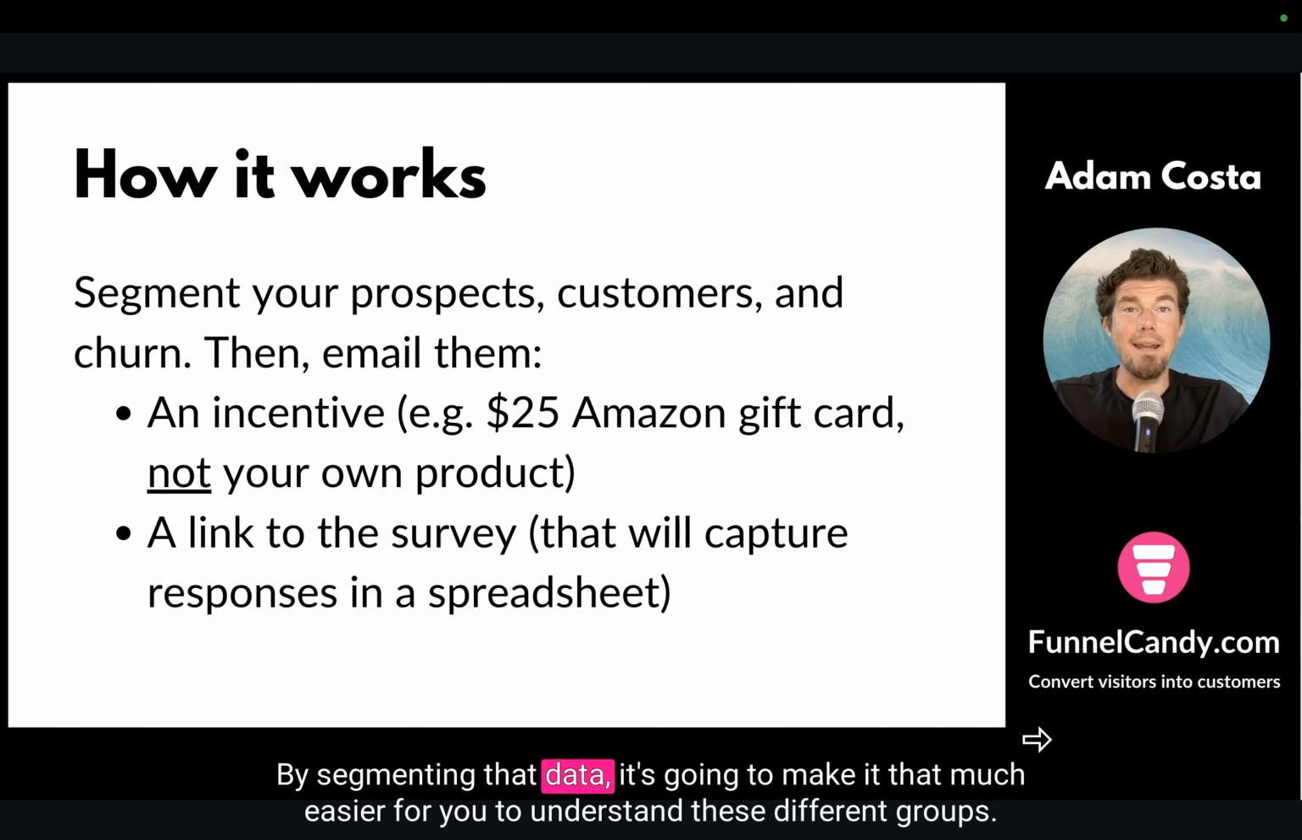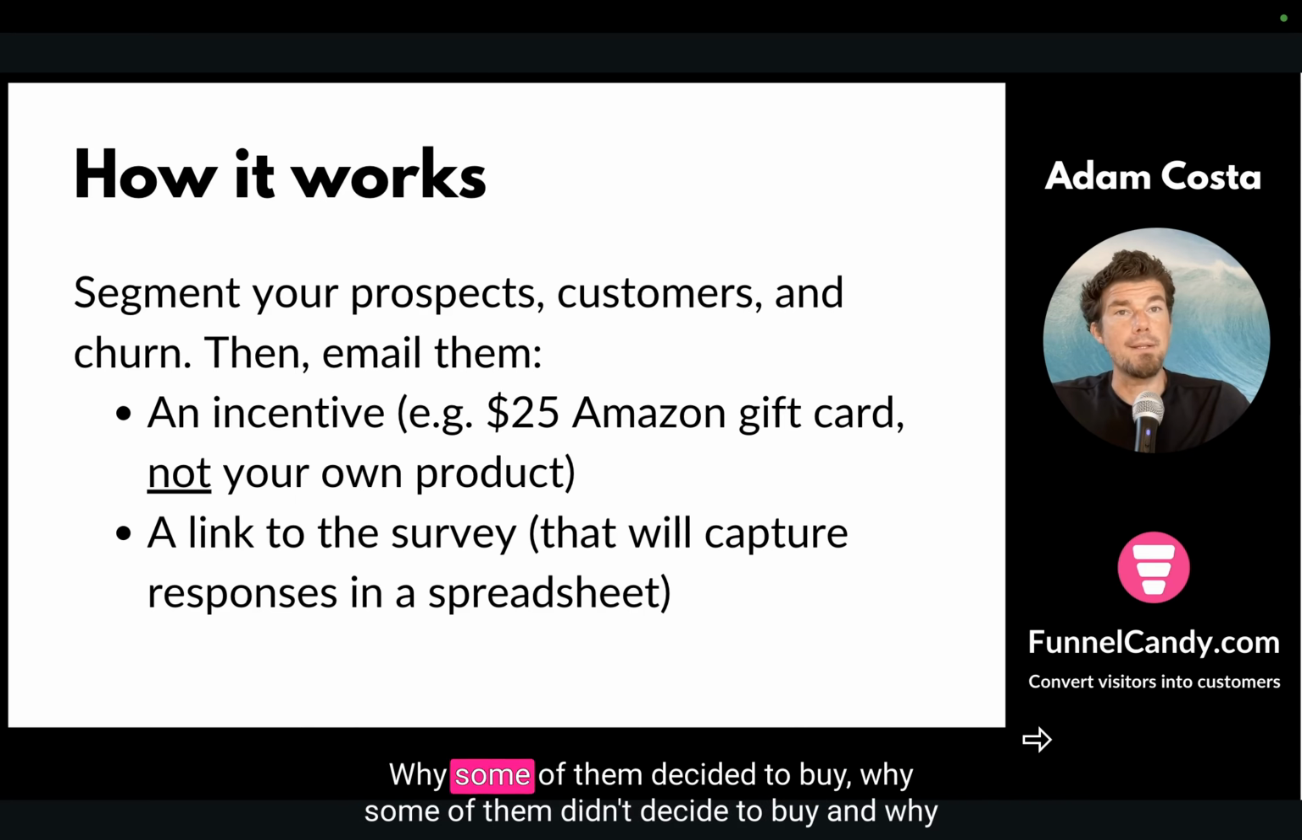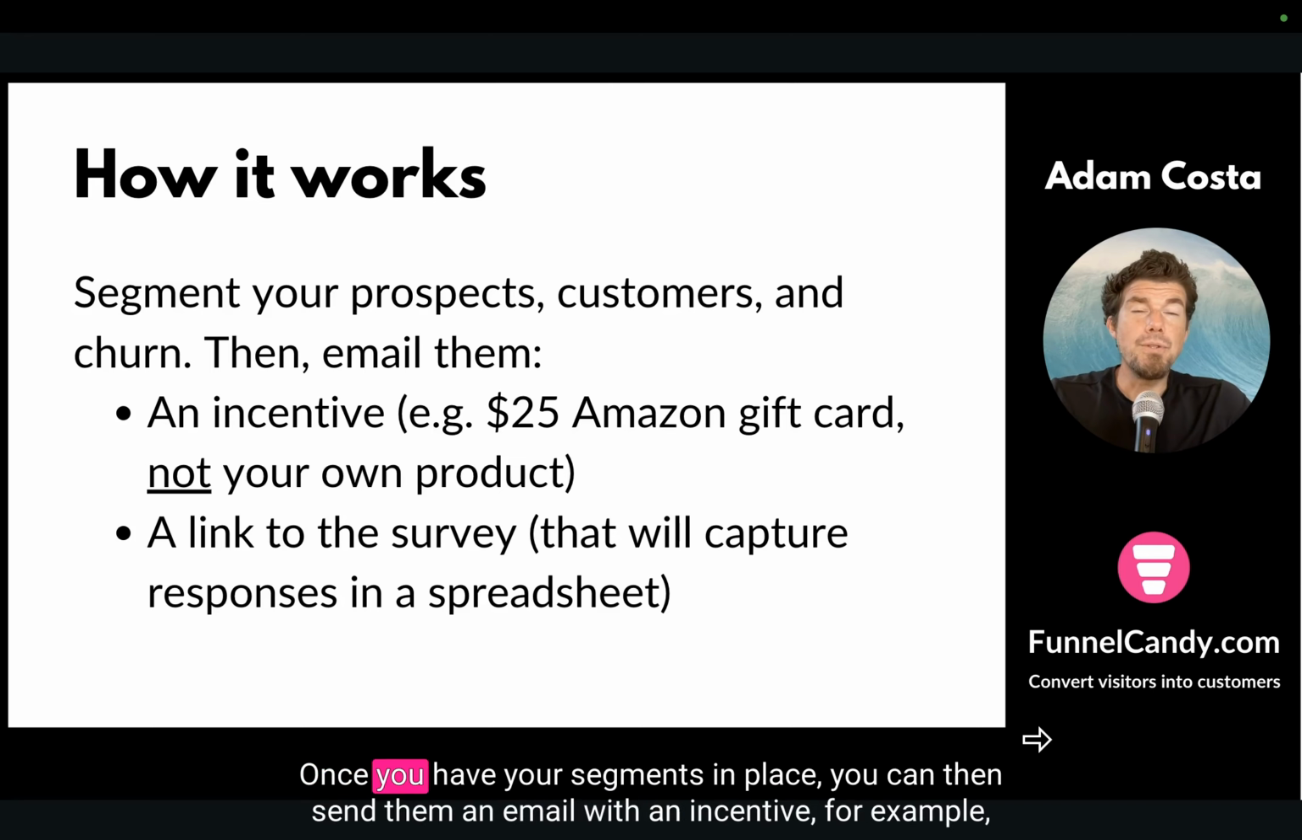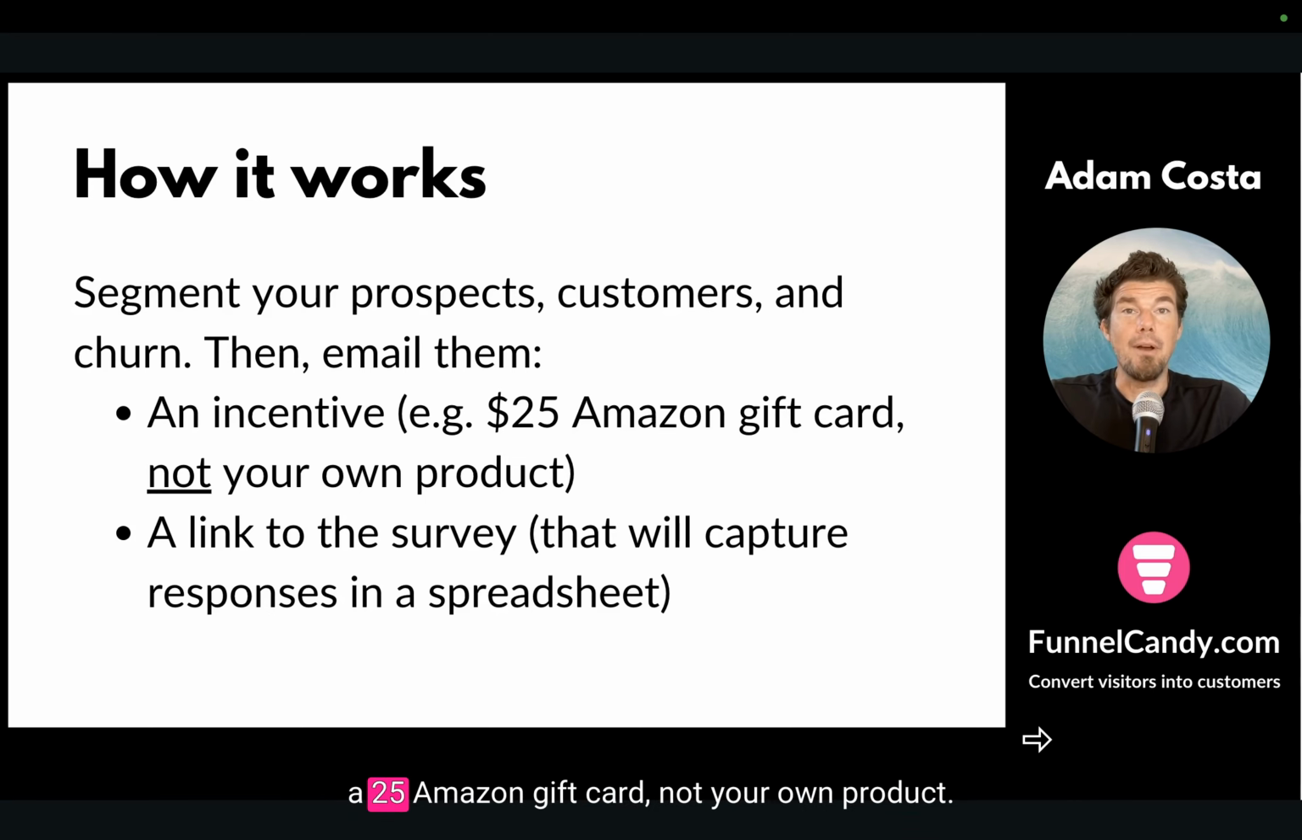By segmenting that data, it's going to make it that much easier for you to understand these different groups, why some of them decided to buy, why some of them didn't decide to buy, and why some bought but then ultimately canceled. Once you have your segments in place, you can then send them an email with an incentive. For example, a $25 Amazon gift card, not your own product.